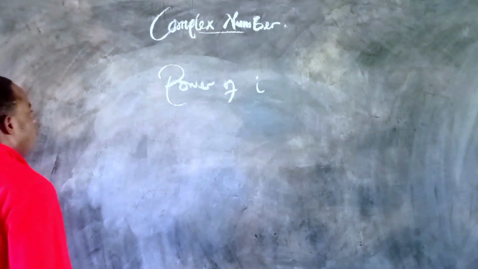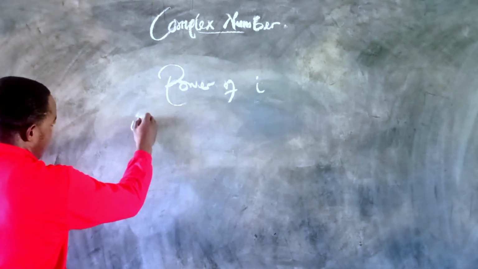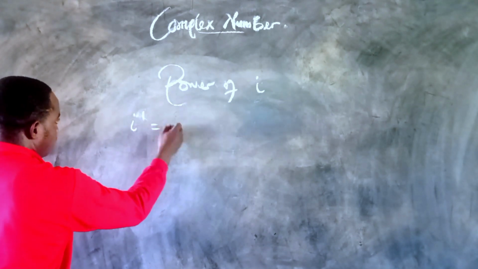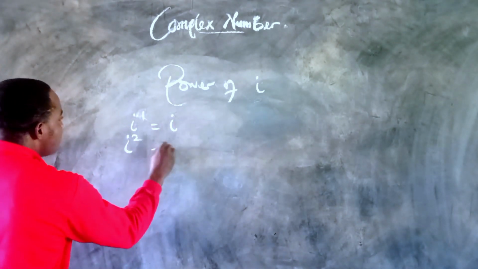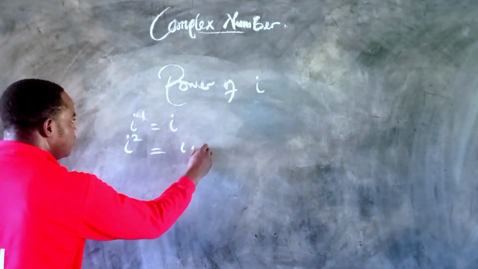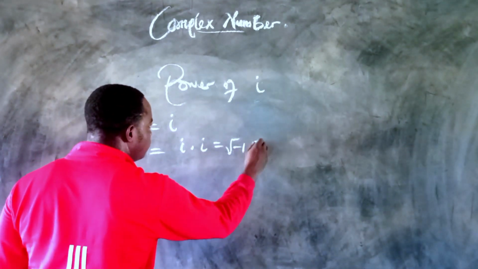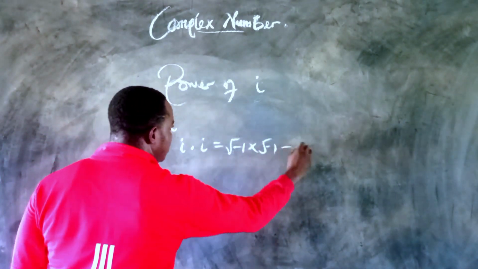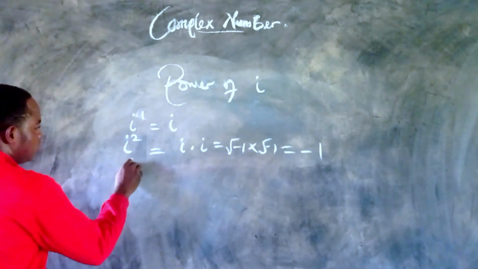Now let's look briefly into the power of i. So I can have power 1. What is i raised to power 1? I raised to power 1 is i, right? Good. But what is i raised to power 2? I raised to power 2 will be i multiplied by i, where i is square root of -1, right? So what would be the square root of -1 multiplied by the square root of -1? So that would be -1, right?